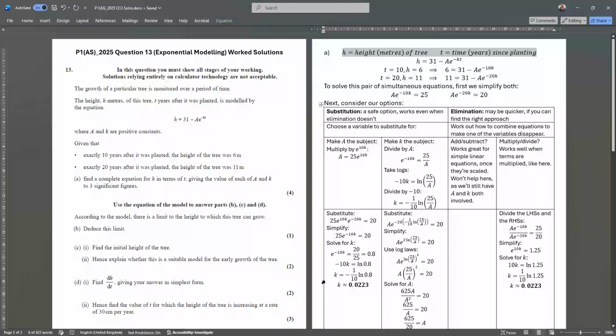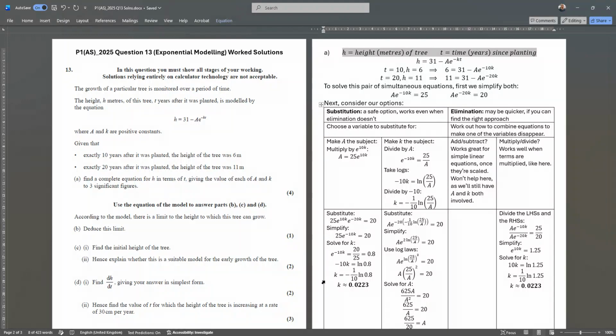2025, question 13. It's an exponential modeling question. And I want to talk particularly about the challenge that a lot of students face when they're dealing with the early part of this question. And unlike a lot of other questions that are lots of marks, this particular question does basically require you to work out the unknown values a and k from part A in order to access the rest of the question.